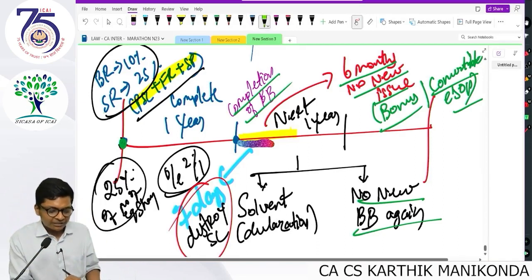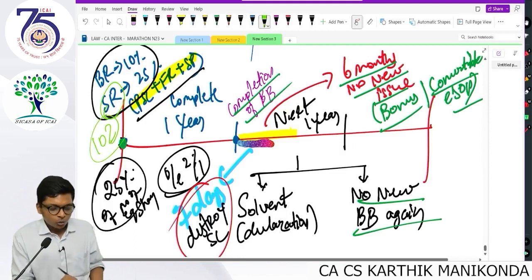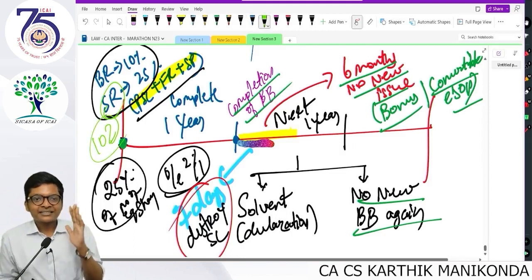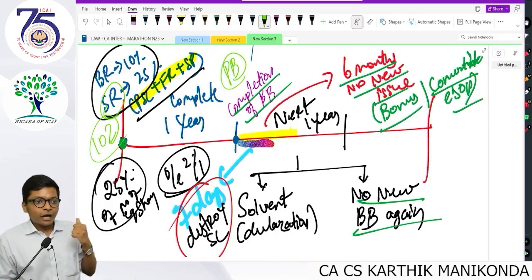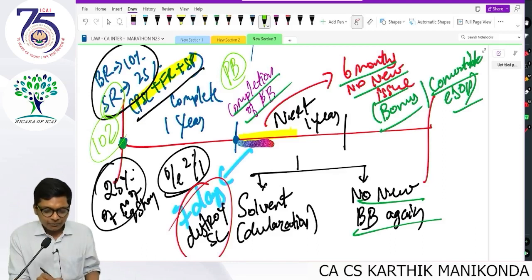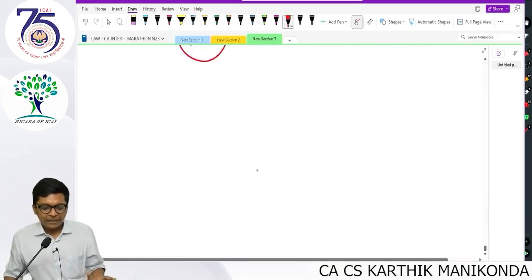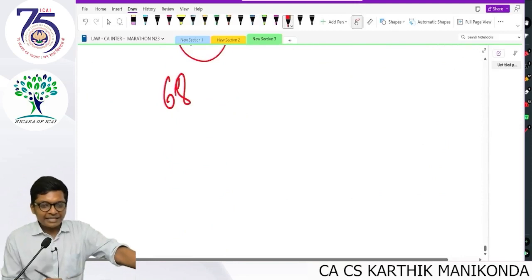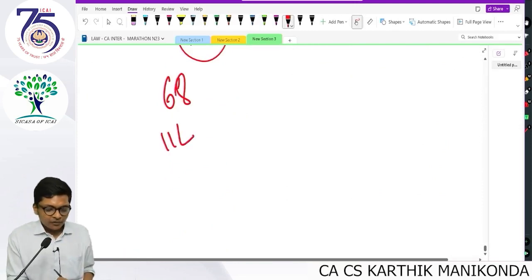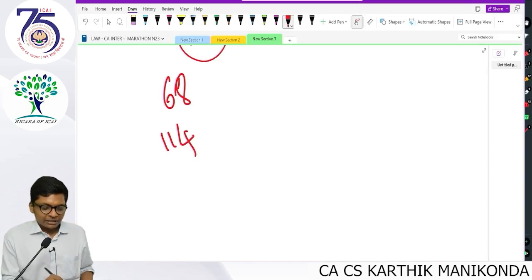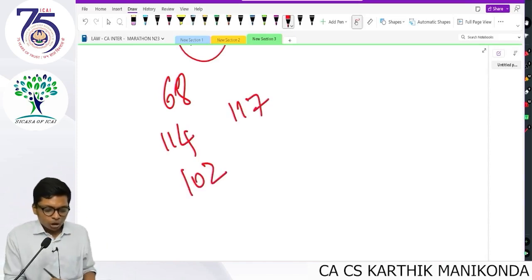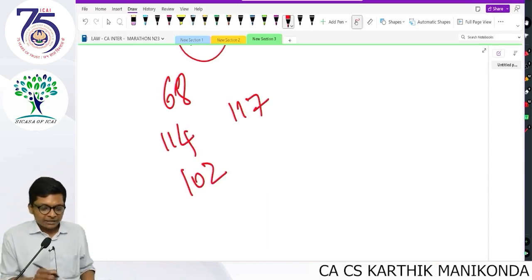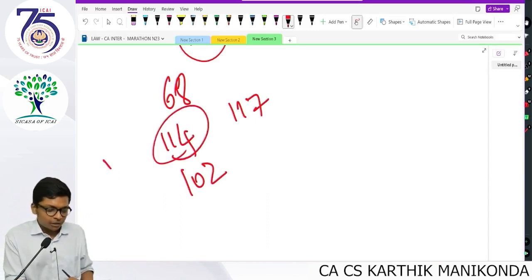Of course, if there is a special resolution, there will be section 102, explanatory statement. Postal ballot will come. We saw in 110, the resolution will be by postal ballot. So when I write this in the exam, look at the sections I can cover if buyback comes. I will write 68, buyback. I will write 114, special resolution. I will write 117, intimate ROC in 30 days. I will write 102, explanatory statement. Pass the special resolution in postal ballot. So 110.